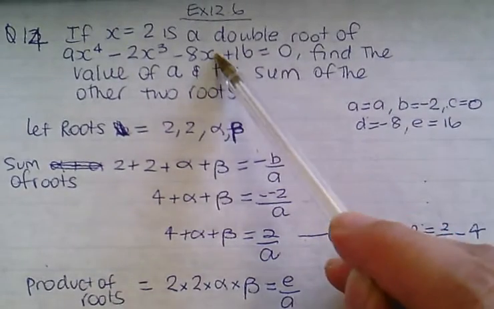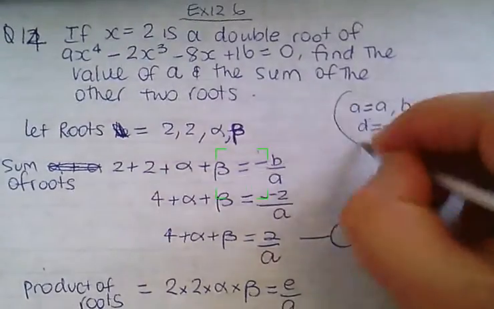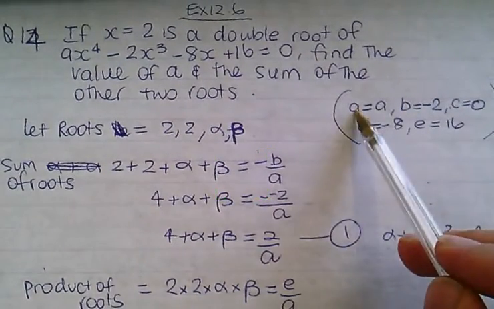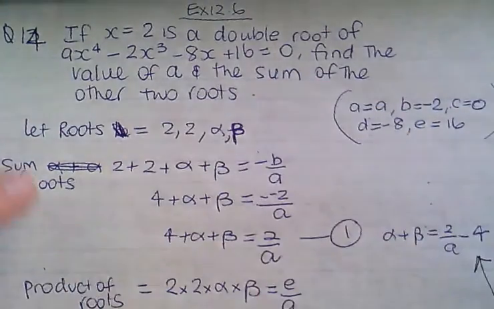Remember, it's always good practice. Notice we're missing the x squared term here. So it is good practice on the side to write down what your a, b, c, d, e are, which are the coefficients of each term in the polynomial, so that you don't mess up, okay? So we do want to find the sum of the other two roots.